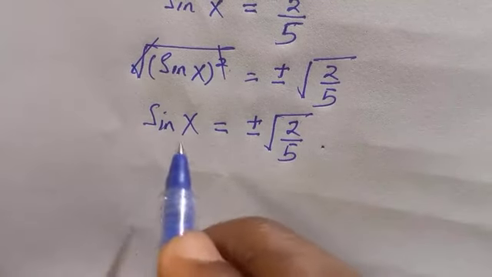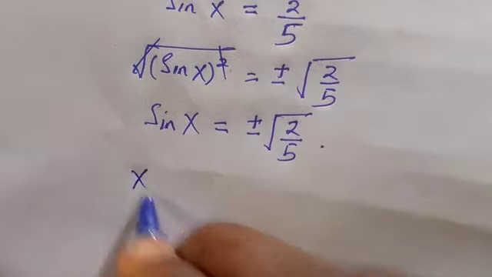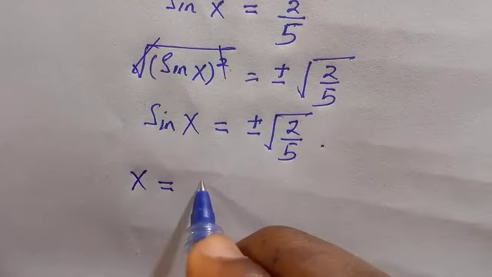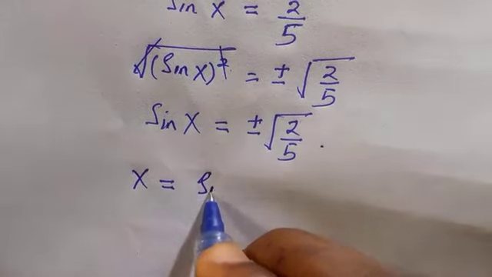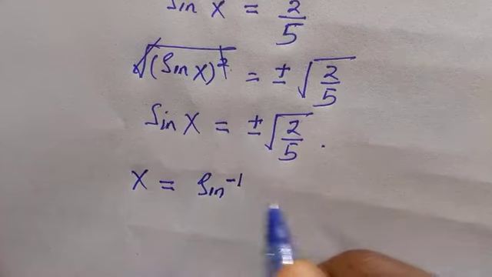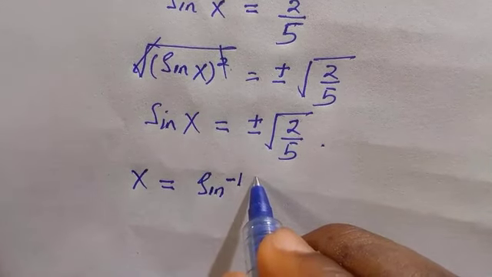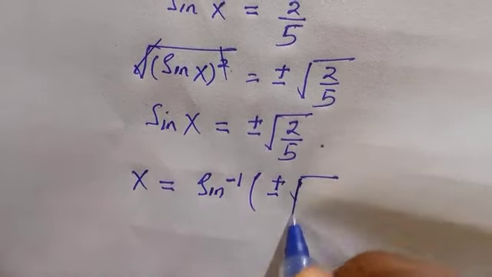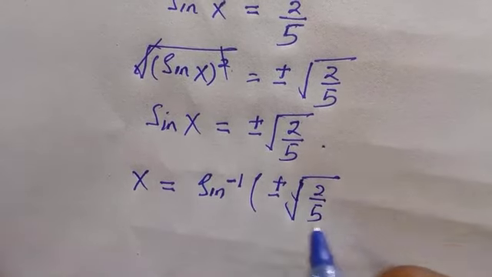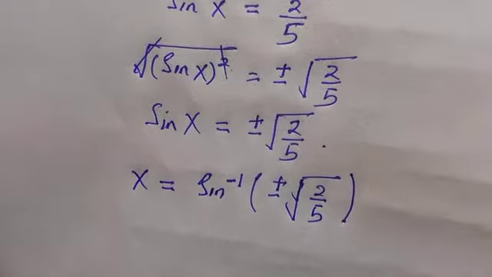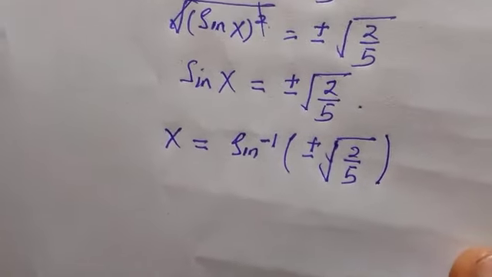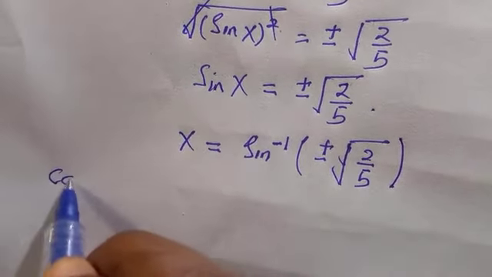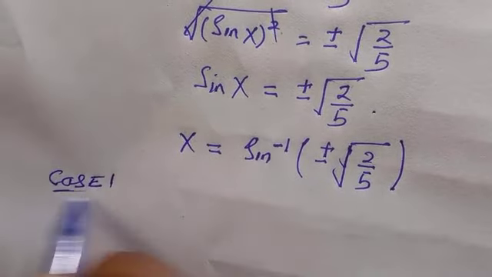So if we take the sine inverse of sin⁴x, we are going to have ordinary x, which equals sine inverse of, in bracket, plus or minus root 2 divided by 5. But looking at this, there are two cases here. Either we have the positive or the negative of sine inverse.